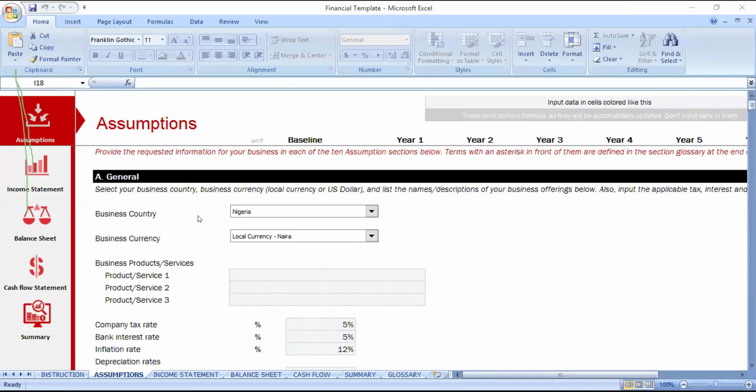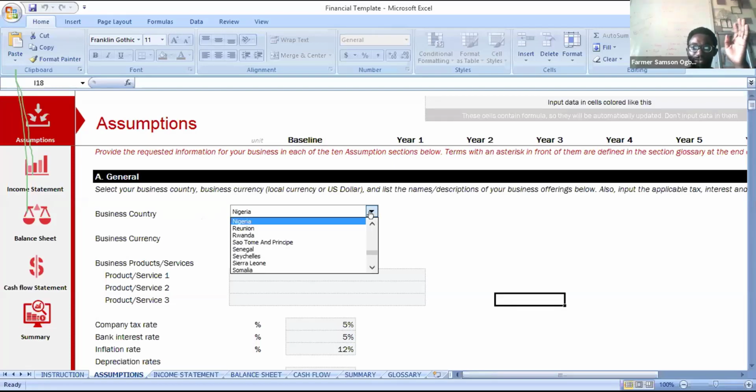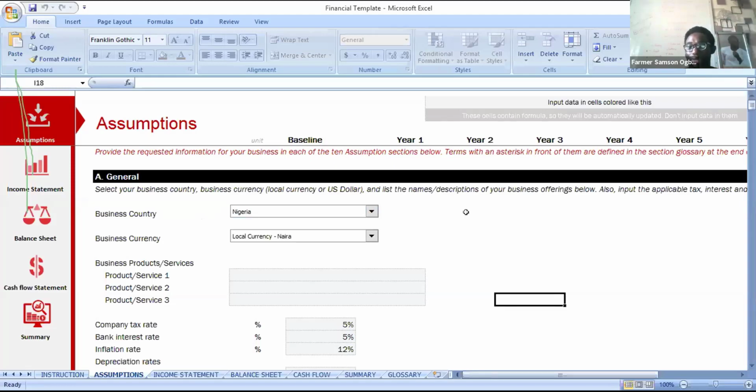Now, first is the business country. Number one, I want to assume everybody applying is in Nigeria. So by default, once you open the document, it fills Nigeria. Business currency. Because you have picked Nigeria, it will automatically pick Naira. So if you pick a different country, it will automatically pick the currency of that country. Now, business, product, or service.